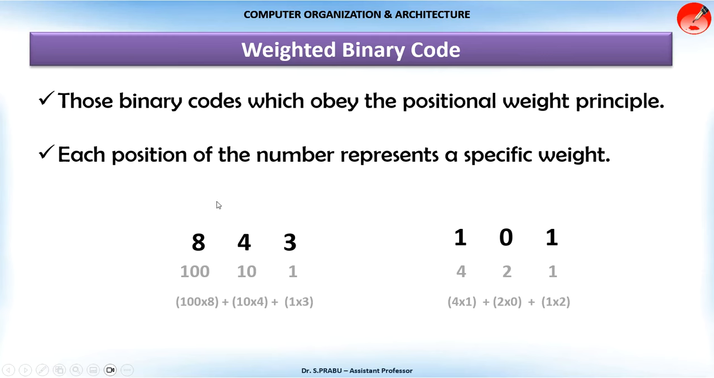So 800 plus 40 plus 3, you can get this 843. In the same way, you can get the binary equivalent value. This weightage can come in this way. So 10 is the base value for this decimal number, and the first precision has the value 0, 1 and 2 like this. In the same way, you can get this value. So this is called weighted binary code.